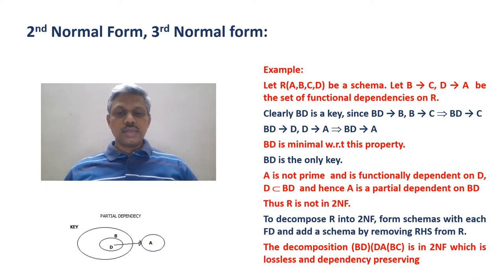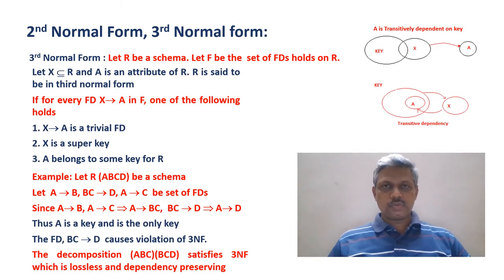Once this is lossless, then if I combine BDA and BC, again B is the common attribute and B then C holds, so that combination is also lossless. So altogether, all three combinations put together become lossless, and B then C holds, D then A holds individually in the schemas. So the entire set of schemas is in second normal form, which is lossless as well as dependency preserving. Now we talk about the third normal form.